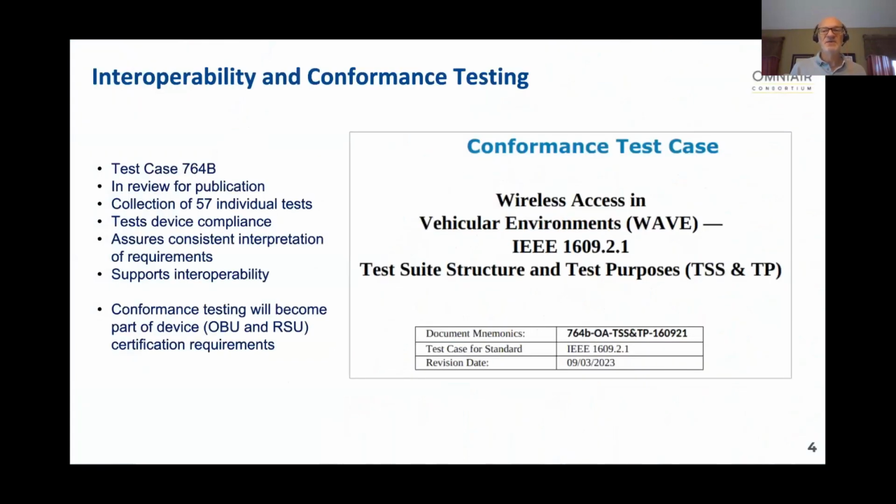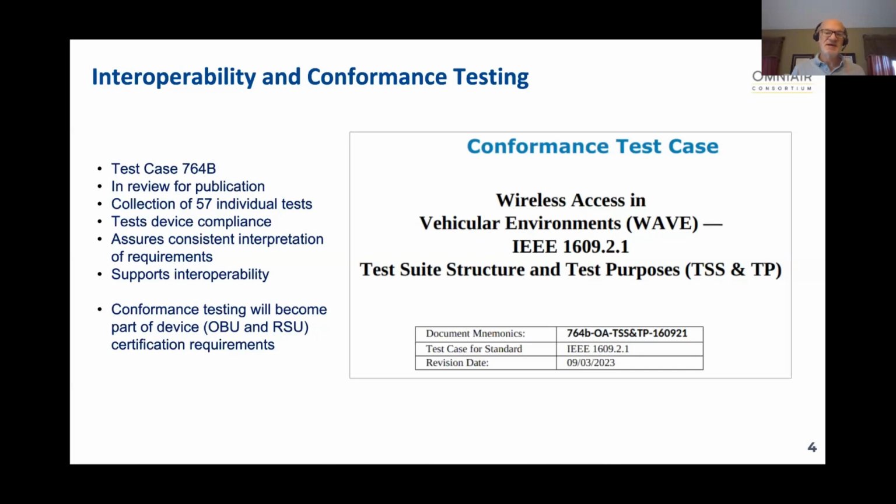Couple of comments on the role of OmniAir in all of this, again, from the cybersecurity working group within OmniAir. So our focus is to make sure that there's a consistent interpretation. As Virendra pointed out, there's a lot of new capabilities built into 1609.2.1. So the goal of creating this test plan and these test cases is to make sure that there's a consistent way to make sure that devices are conformant and compliant and that their interpretation of .2.1 is consistent.